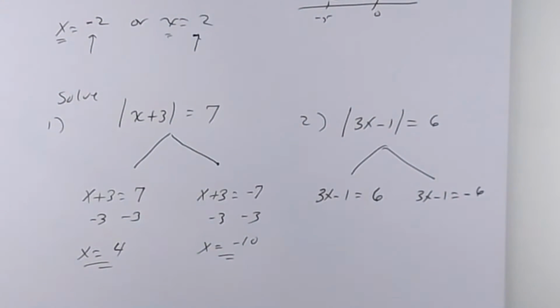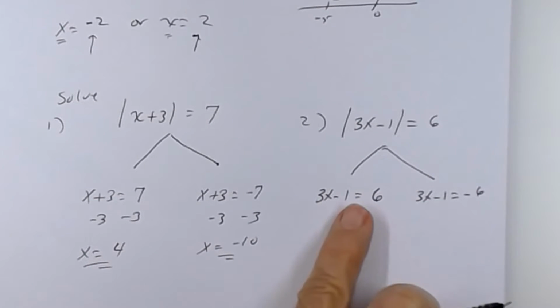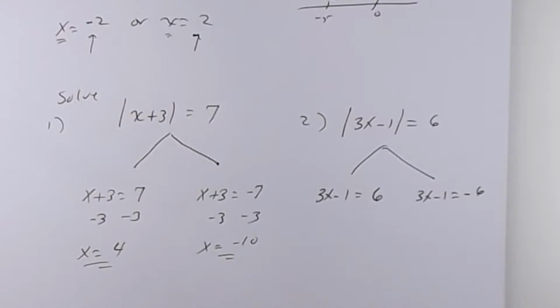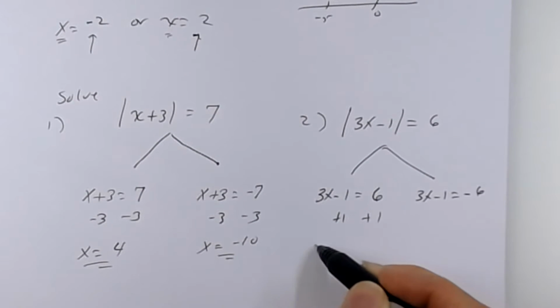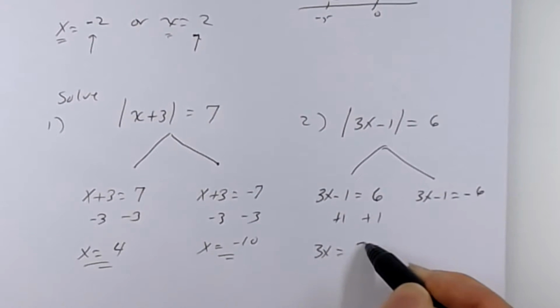And then 3x minus 1 equals a what? Negative 6. So think about the number line from 0. So the absolute value of x equal 2: you went 2 units to the right and then 2 units to the left. So that's why you use 6 and negative 6. And so notice I went from an absolute value equation to 2 what? Linear. Okay, so what's the next step? Add 1. So 3x equal 7.